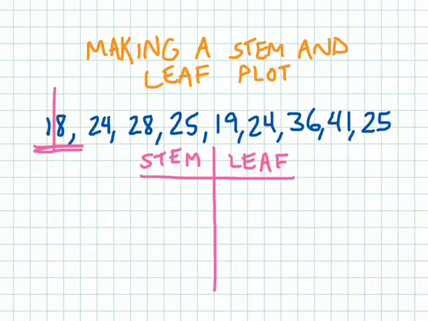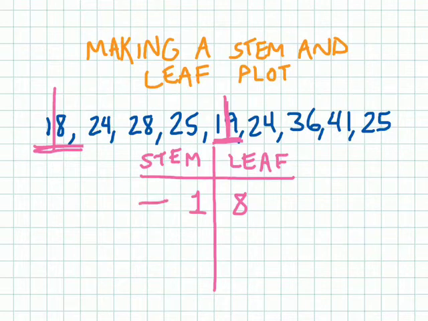So for 18, I'm going to write 1 in the stem for the tens place, and I'll write 8 in the leaf for the ones place. The next number in our list here, numerically least to greatest, is this 19. I'm going to do the same thing. I'm going to split that into two pieces, a 1 and a 9.